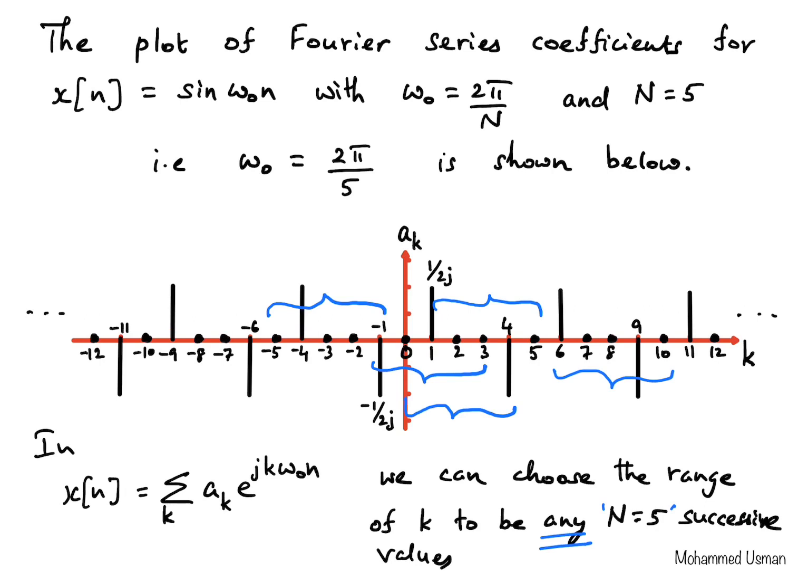Now, we want to plot the Fourier series coefficients for this discrete signal, sine omega naught n, where omega naught is 2 pi by 5.